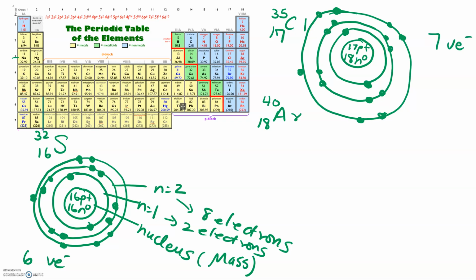Okay. Argon, let's go ahead and do argon's electrons right here. It has 18 protons, and it has 40 minus 18. It has 22. Thank you, my daughter over there, for helping me. 40 minus 18, 22 neutrons.